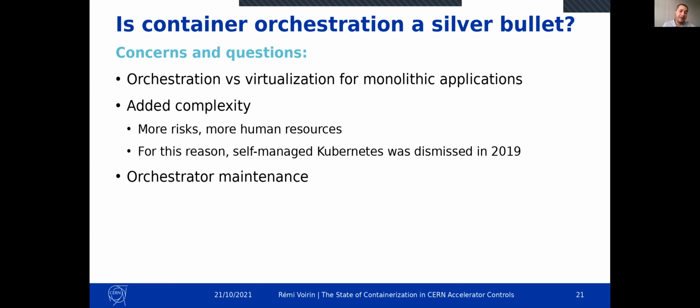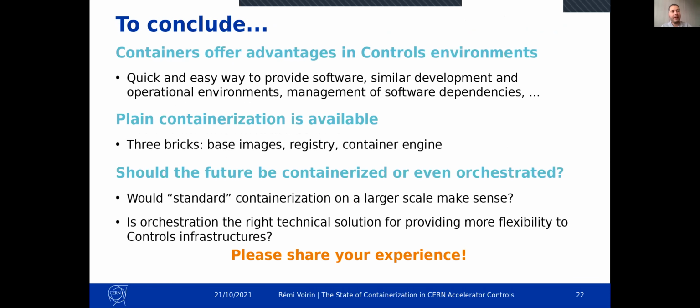You also have to think about orchestrator maintenance. Is it transparent? Does it add to your maintenance window? So our next step in CERN controls is to try Nomad, which is a bit of a hybrid solution, managing orchestration and virtualization. So to conclude, we've seen that containers offer advantages in controls environments.